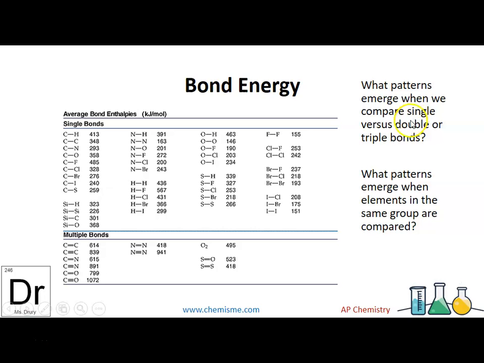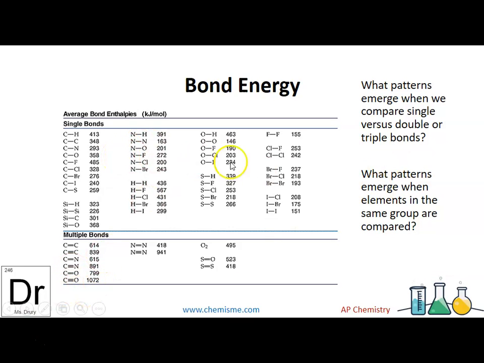So what patterns emerge when we see single versus double or triple bonds is that the single bonds, depending on where you look, might be in the hundreds, maybe as high as the 400s. But the multiple bonds are way, way more. They start at 400s and go up to as many as 1,000 kilojoules per mole to break those bonds. This is all breaking because it's all positive. But if I wanted to form them, they would be negated. So we can see that it's much harder to break double and triple bonds than it is to break single bonds.